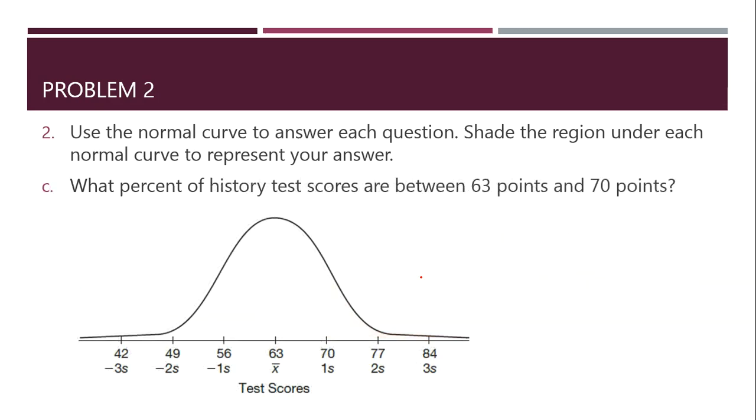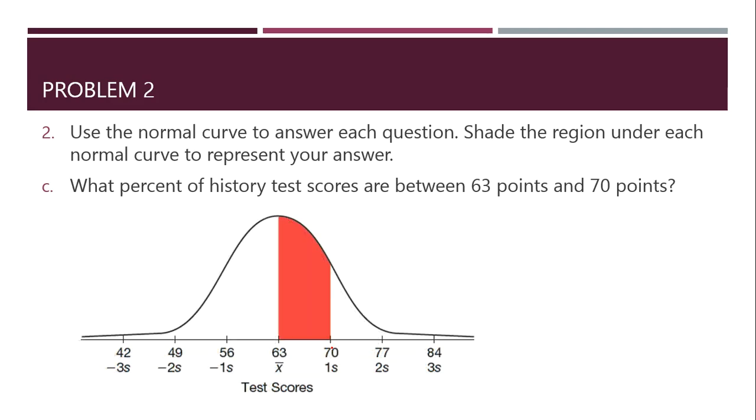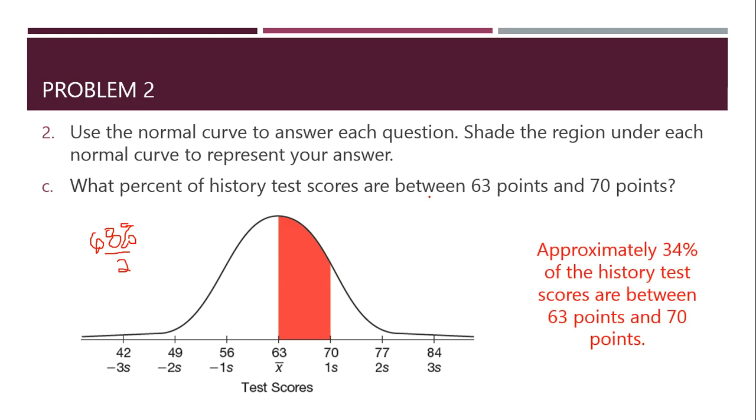So let's try this one. What percent of history test scores are between 63 points and 70 points? As always, hit pause to try it out and then hit play when you're ready to check your work. So the first thing I did, I shaded it in, right? 63 to 70. There it is. And it looks like it's from 0 to 1 sigma. Well, I know from my empirical rule that -1 sigma to +1 sigma is 68%. However, I only want this half of it, so I'm going to cut it in half, which tells me that about 34% of the history test scores are between 63 points and 70 points.